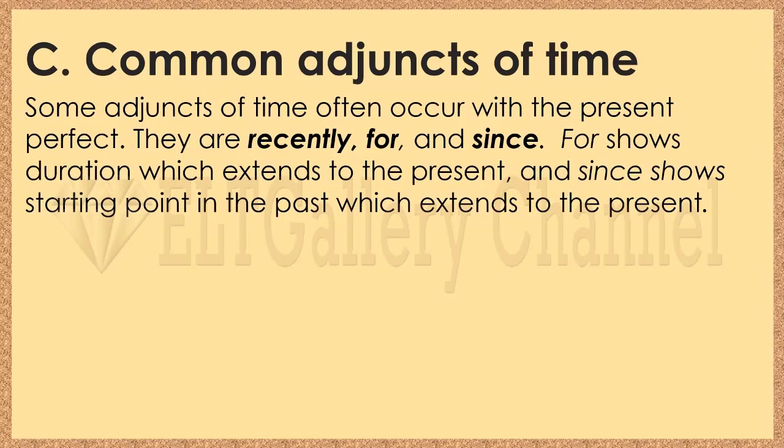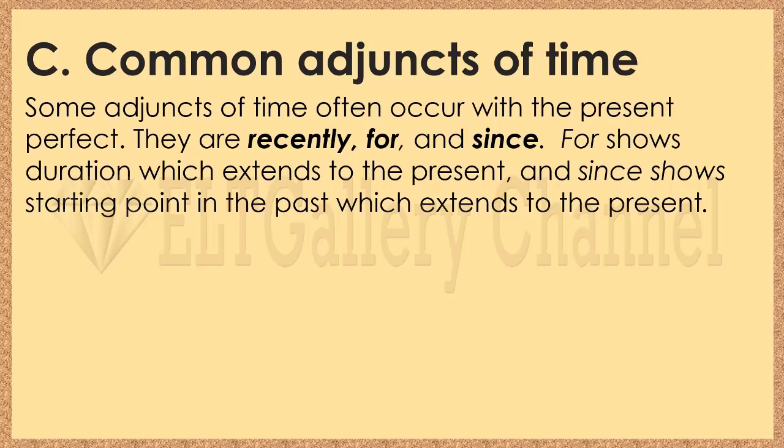Now let's see the common adjuncts of time for the present perfect. Some adjuncts of time often occur with the present perfect. There are recently, for, and since. For shows duration which extends to the present. So it shows a duration that starts in the past and is still going on now. It's more a unit of time. And then since shows the starting point in the past which extends to the present.